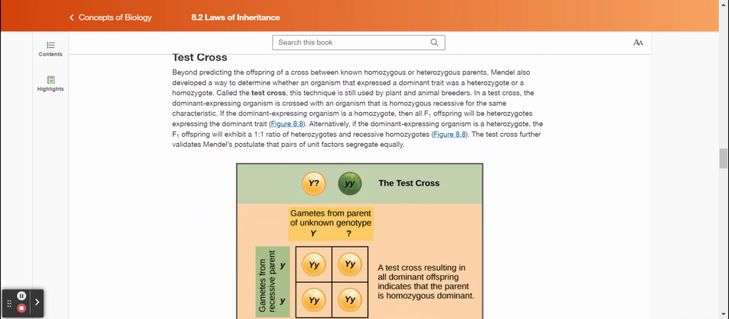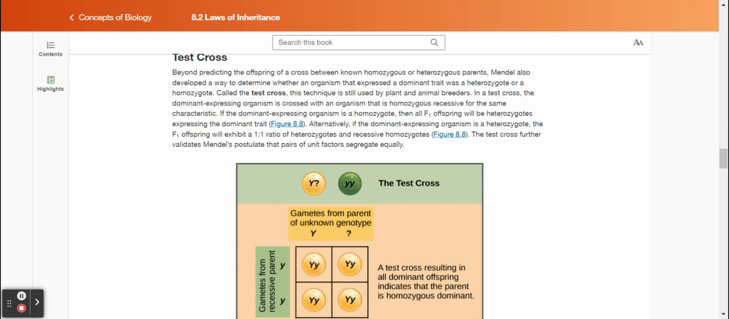Test cross. Beyond predicting the offspring of a cross between known homozygous and heterozygous parents, Mendel also developed a way to determine whether an organism that expressed a dominant trait was a heterozygote or a homozygote. Called the test cross, this technique is still used by plant and animal breeders.